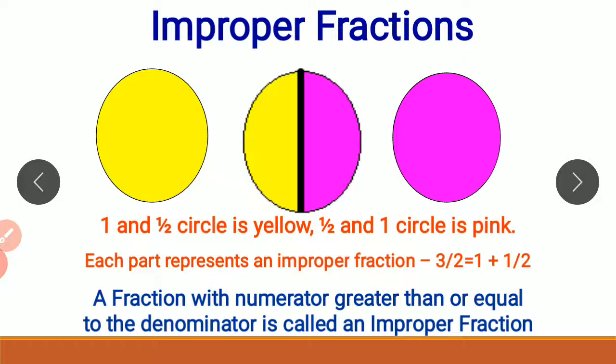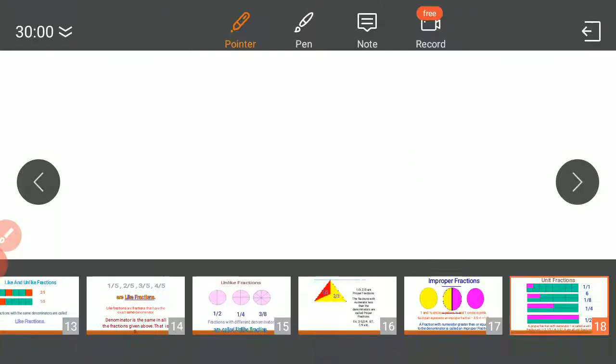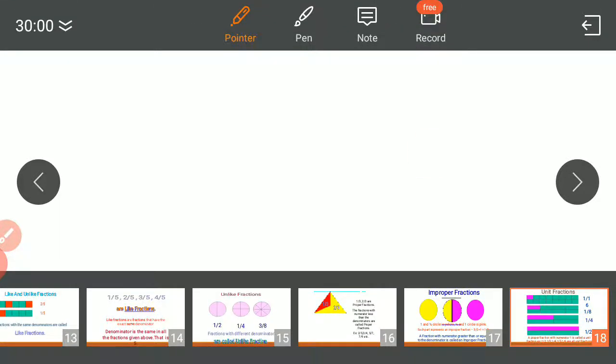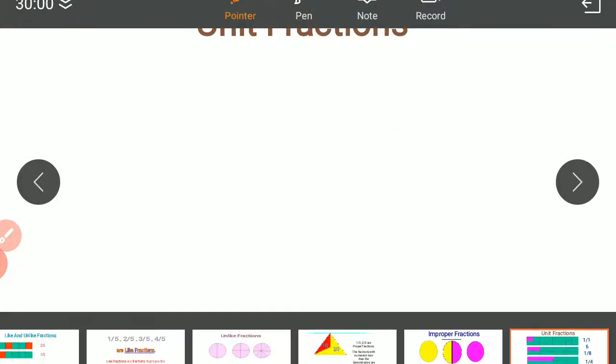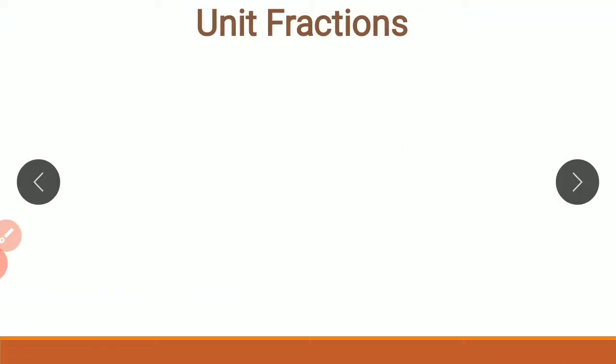Okay, first I will tell you that it is just the opposite of proper fraction. So in this way you can find the proper fraction or improper fraction. And proper fraction, once again I am revising, means having the numerator small, and improper fraction has the numerator big. Now there are other types of fraction, that is unit fraction.